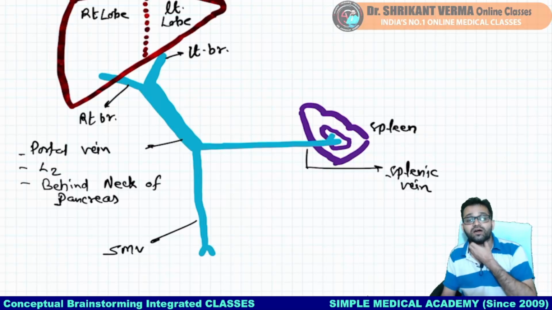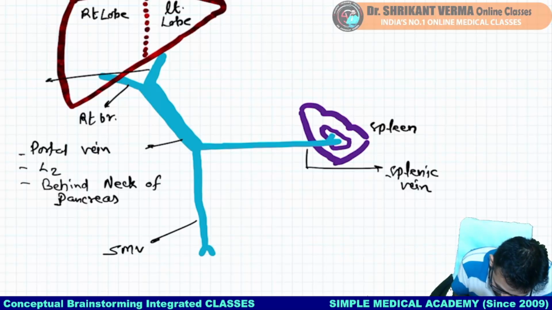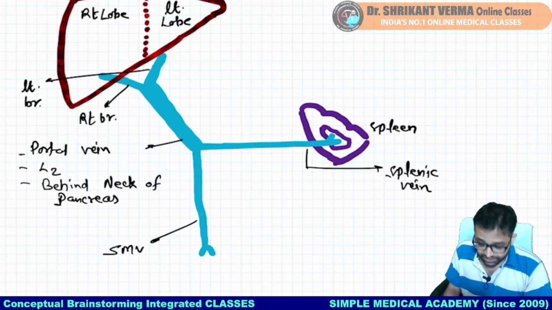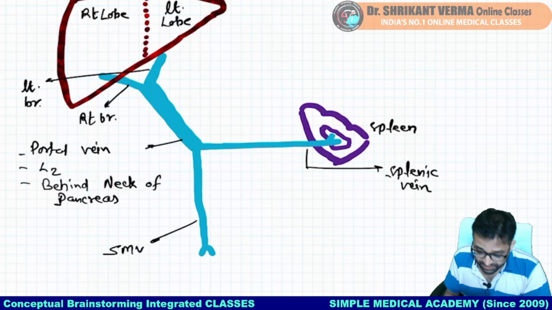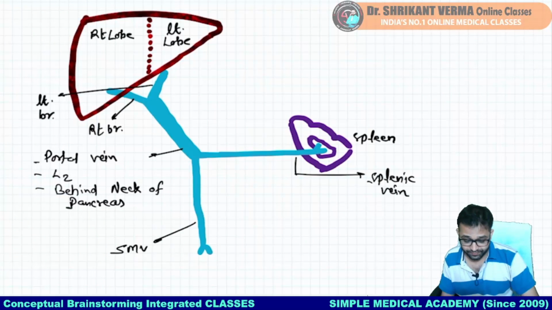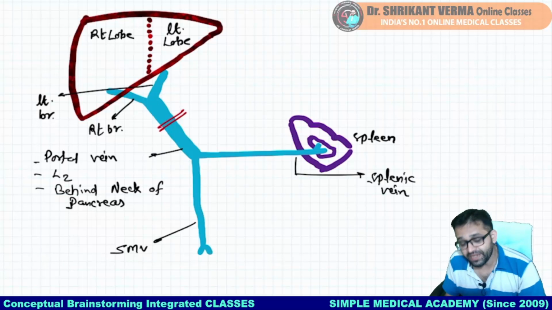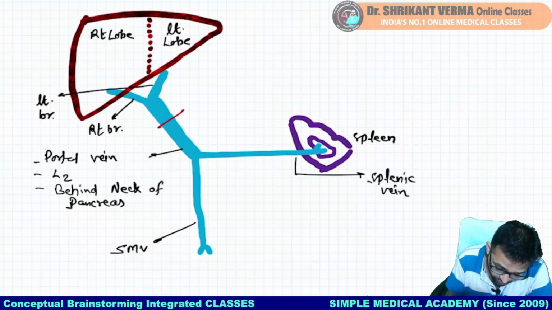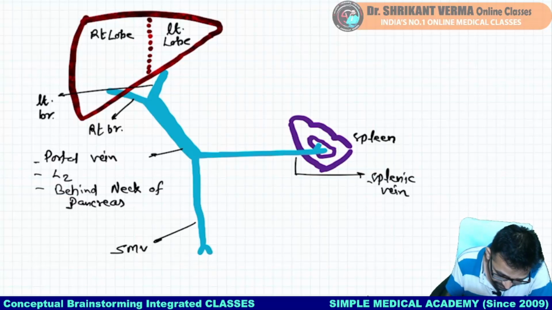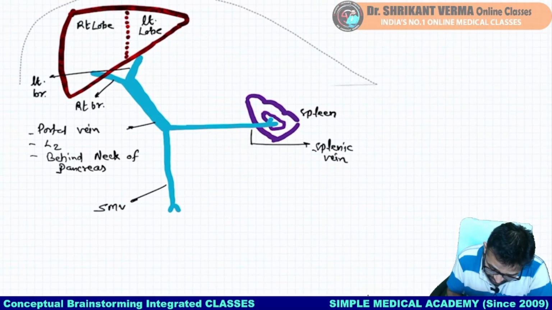Got the point? Now try to understand our further points. I am writing the left branch here. Fine. So there is the situation of portal hypertension. This portal hypertension can be divided into three categories. What are the three categories? Yes, if the pathology is before the liver, pre-hepatic portal hypertension. If the pathology is inside the liver, hepatic portal hypertension. If the cause is after the liver, means post-hepatic portal hypertension.